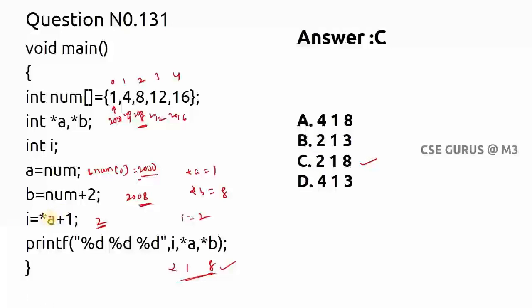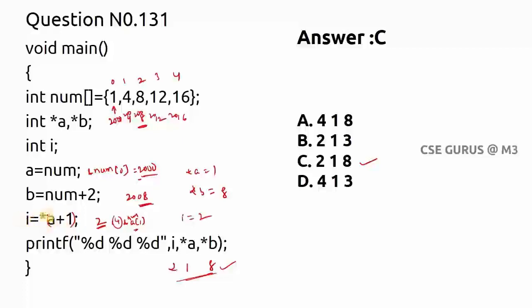But what happens if I write pointer of a plus 1, with braces? Then a plus 1 means the address of a of 1 will be taken. What is the address of a of 1? It is the address of num of 1, that is ampersand of num of 1. That address is 2004. What is the value inside 2004? It is 4. So the i value will be 4 in that case, when I take braces.